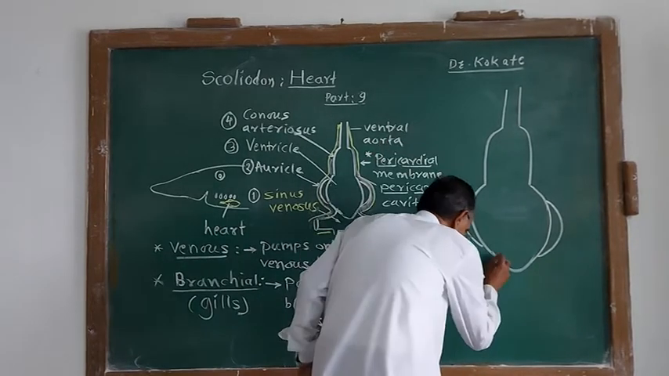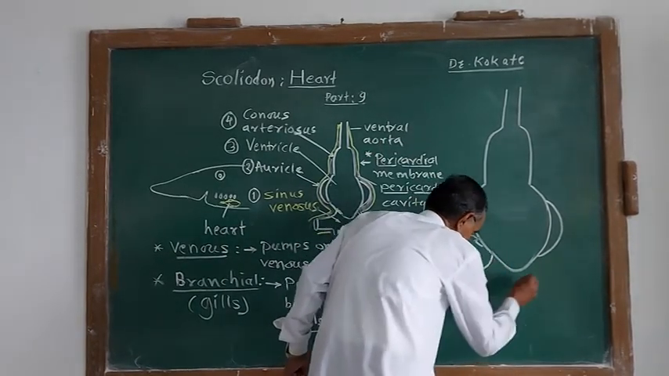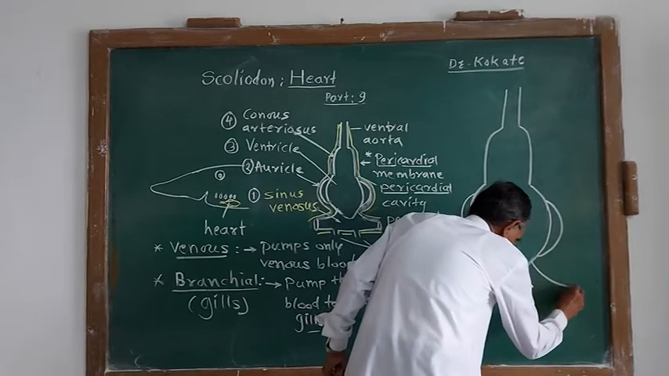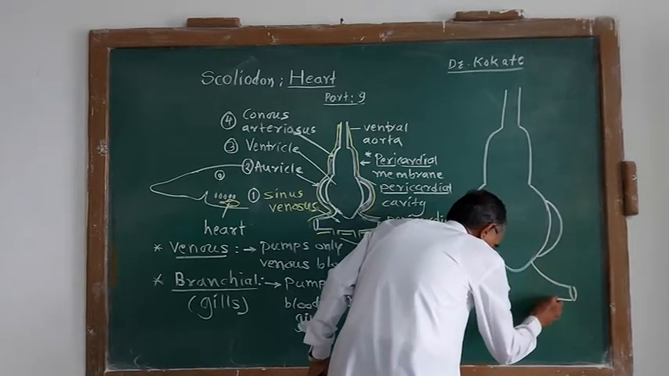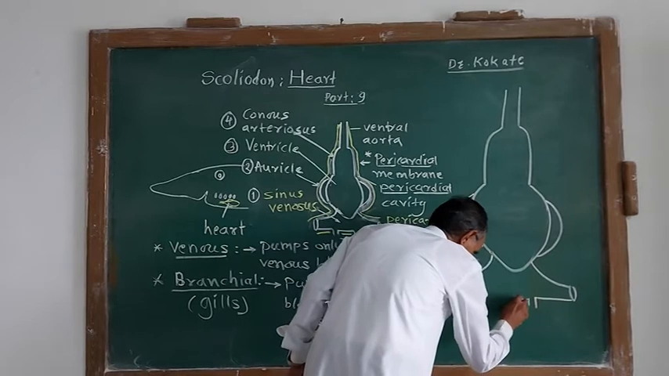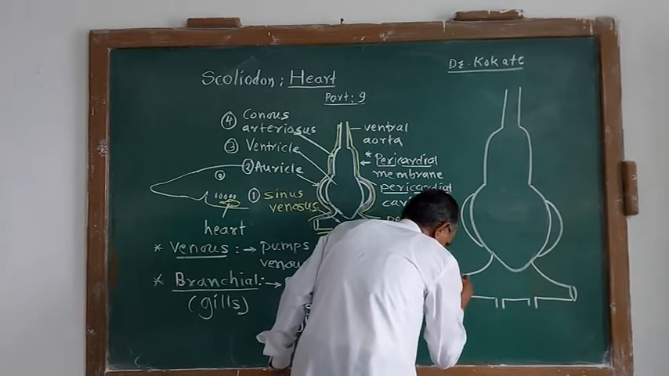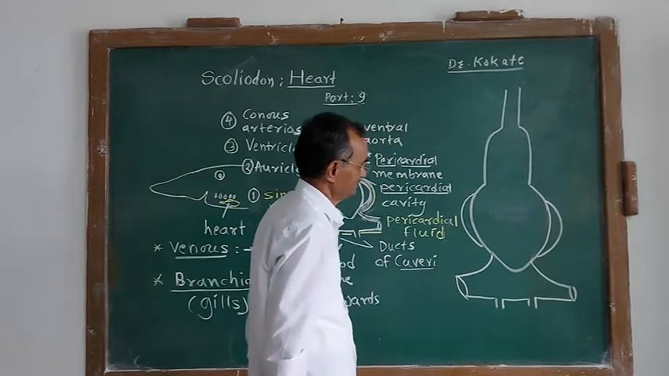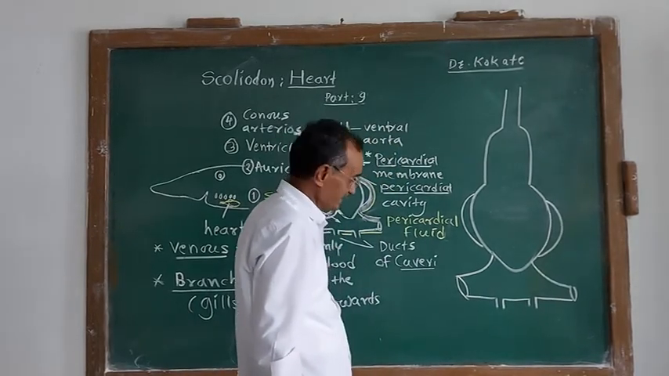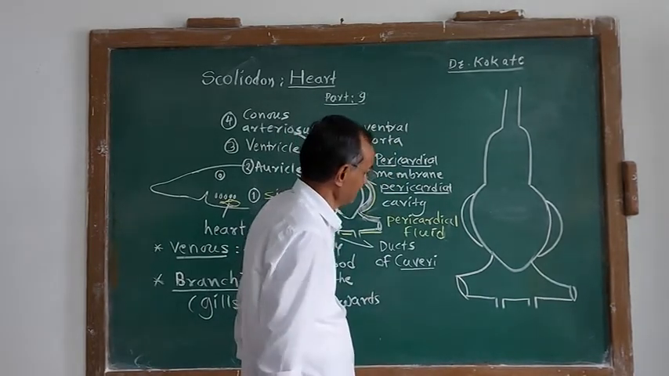Then a sinus venosus like this. Sinus venosus. And the sinus venosus receives a duct like this, in this manner. Now, I will draw the internal structure by explaining one by one.